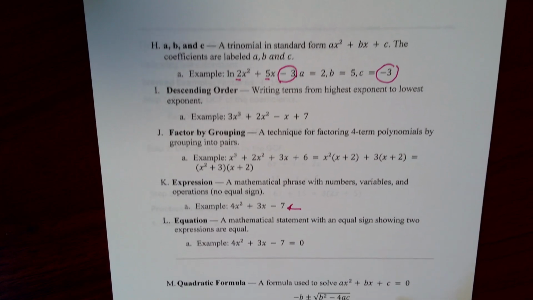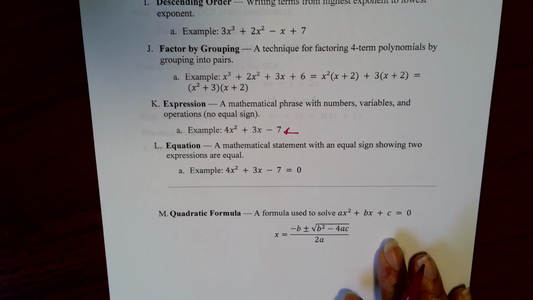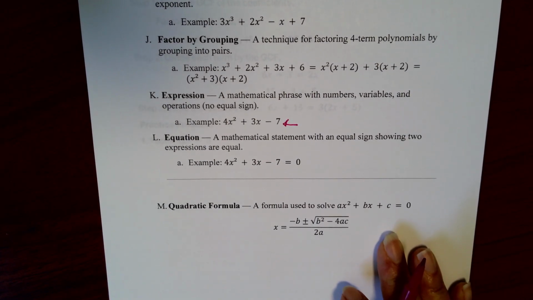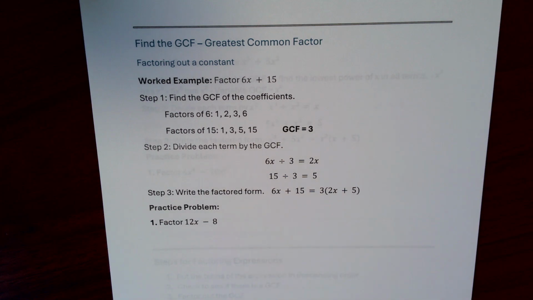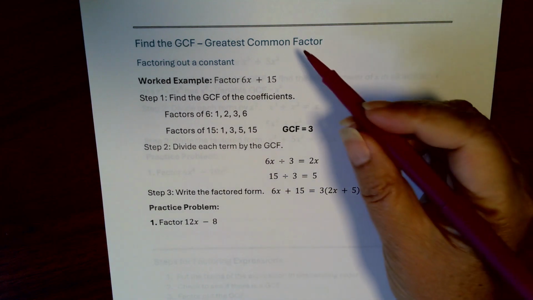I just realized you couldn't see the quadratic formula. Here you go, there's the quadratic formula. So if I went a little fast over this, this will also be posted so you can look over all the examples more closely. Before you start factoring, you need to find the greatest common factor.